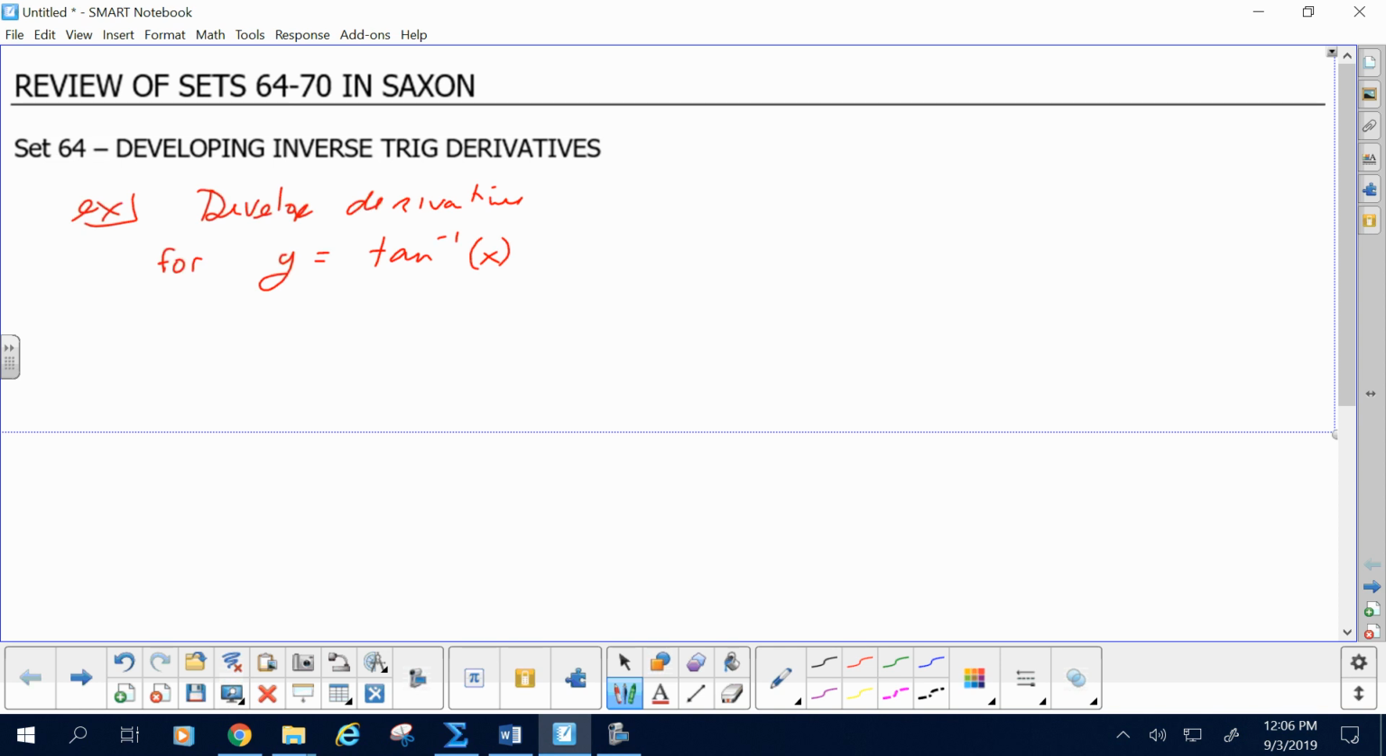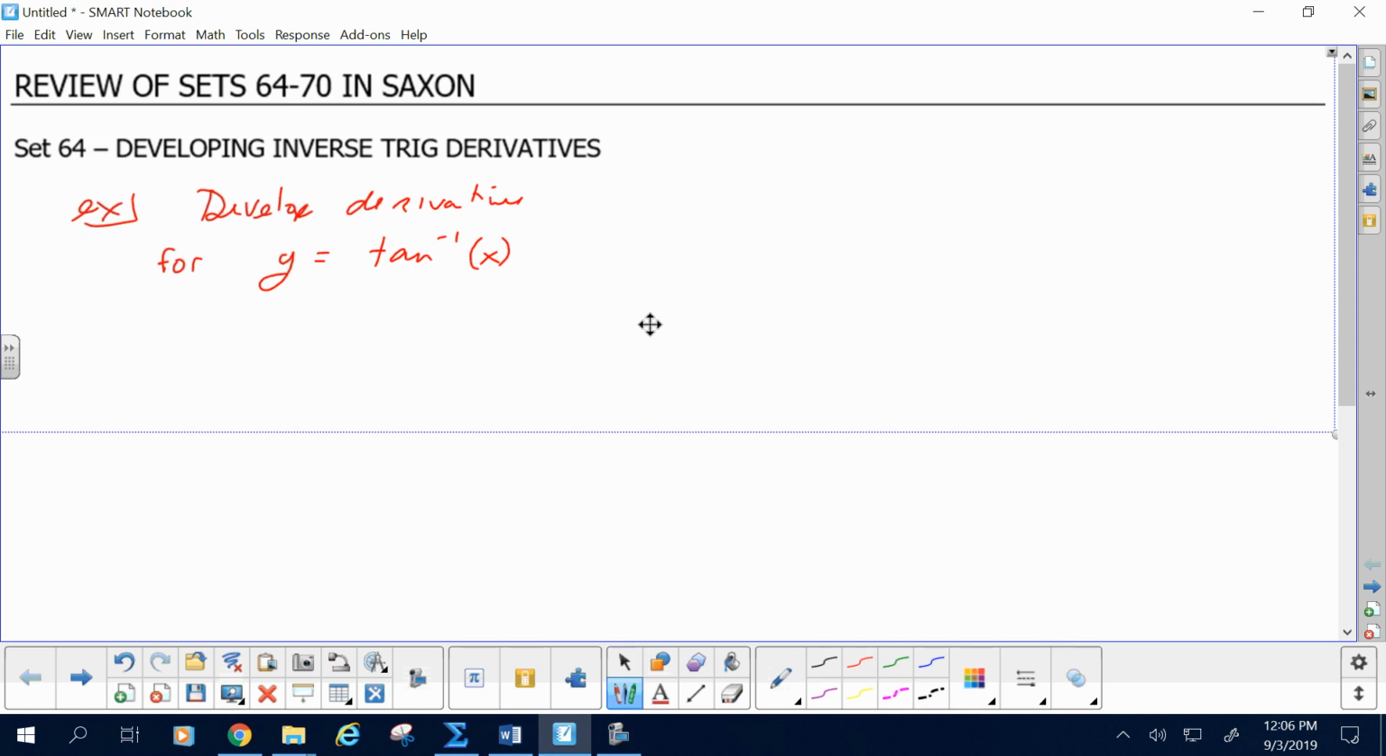Notice it says develop, doesn't say recall. So if you think, oh, I know that's 1 over 1 plus x squared, that's great. That would get you a minus 1 on the homework, and on the test, maybe it would get you 1 out of 4 for having the right answer without actually answering the question. It says develop, not recall, develop. So this, then, is the process I would like you to show.